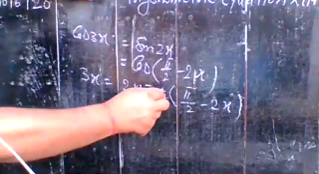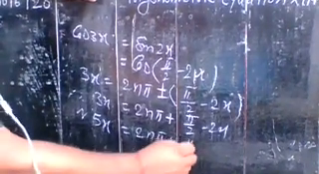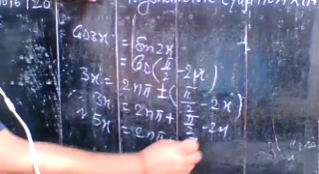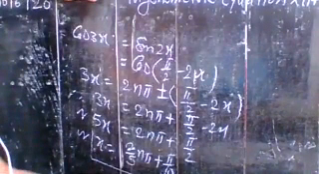So you can write 3x is equal to 2n pi if you are taking positive value. So that is pi by 2 minus 2x, or you have 5x is equal to 2n pi plus pi by 2, or the value of x is 2 upon 5 n pi plus pi by 10. So this is one of the values when you are taking its positive sign.